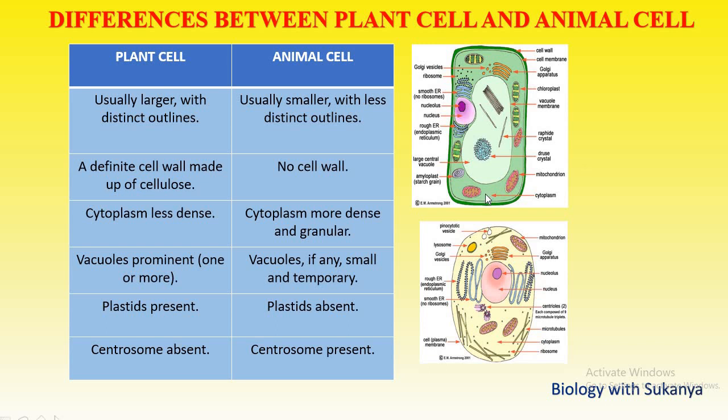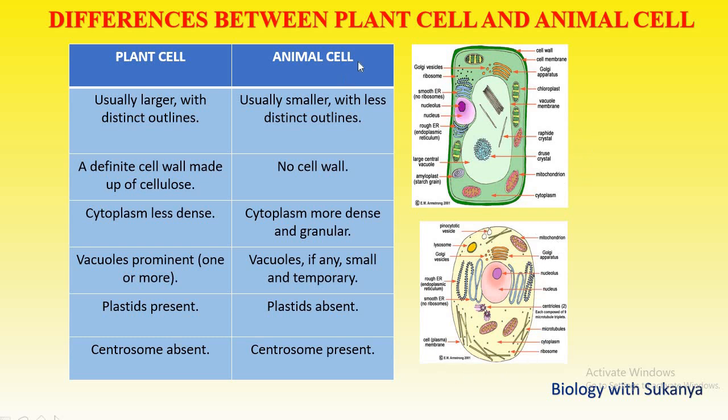The cytoplasm is less dense in plant cells, and the cytoplasm is more dense and more granular in animal cells. In plant cells, vacuoles are going to be present. They are very prominent. Plant cells will definitely have a vacuole. They may have even more than one vacuole, a large prominent one. Vacuoles in animal cells may be absent, and even if they are present, they will be small and temporary. Plastids are present in plant cells and plastids are absent in animal cells. Centrosome is absent in plant cells and centrosome is present in animal cells.